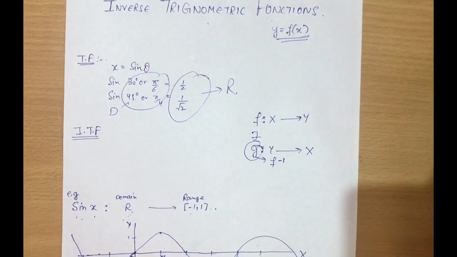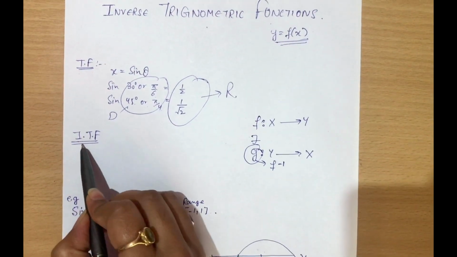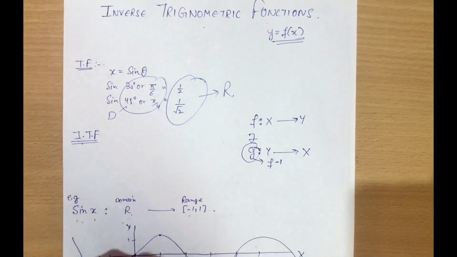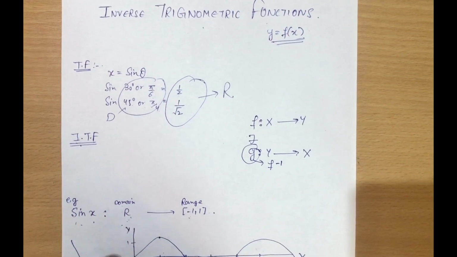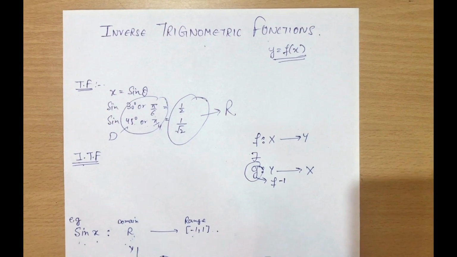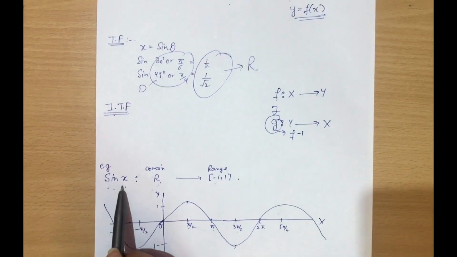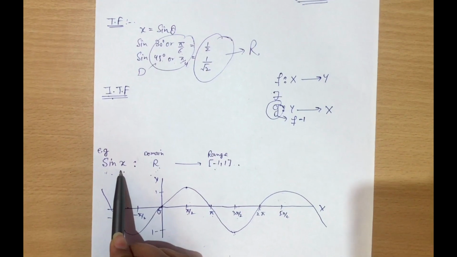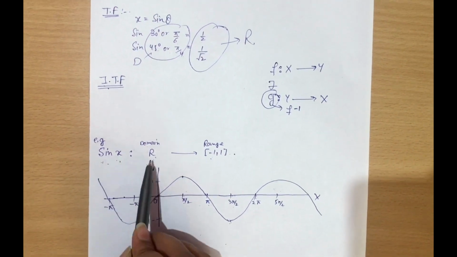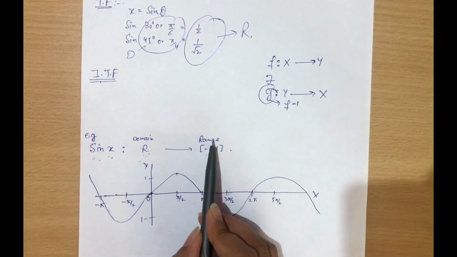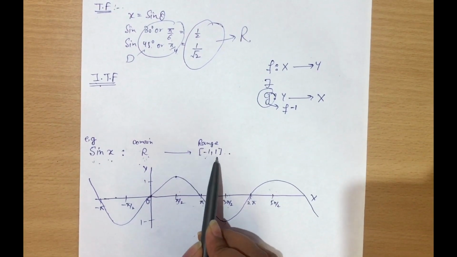It means for the inverse, you have to make the trigonometric functions bijective. Your trigonometric function should be bijective first. So for example, if you have the trigonometric function sine, you all know that the domain of sine of x is all real numbers, and the range is the closed interval -1 to 1.